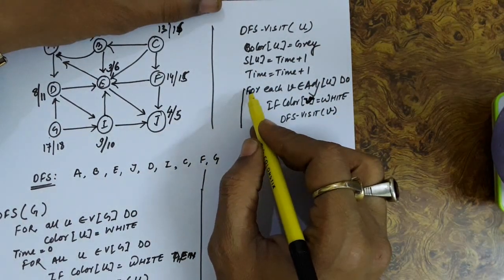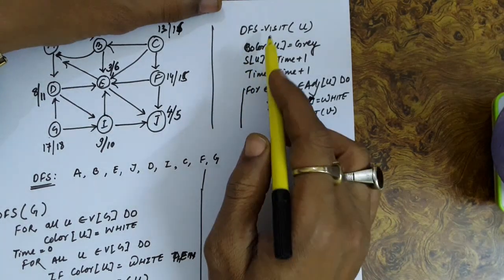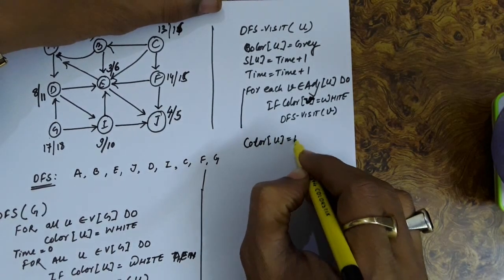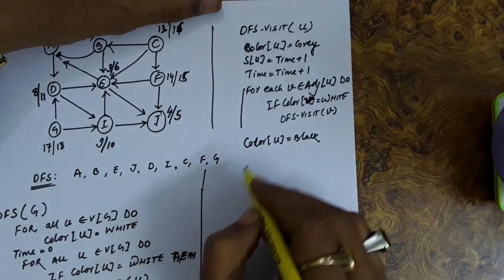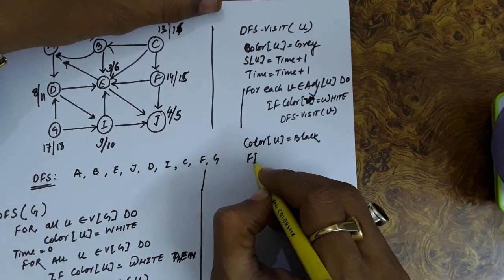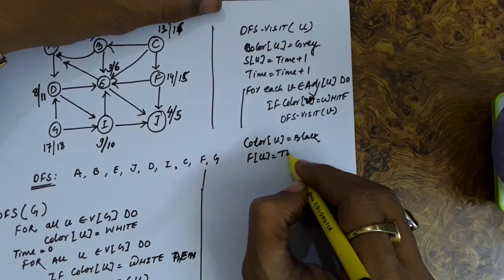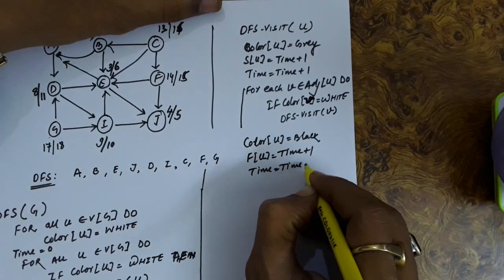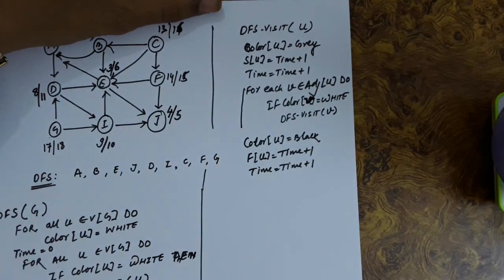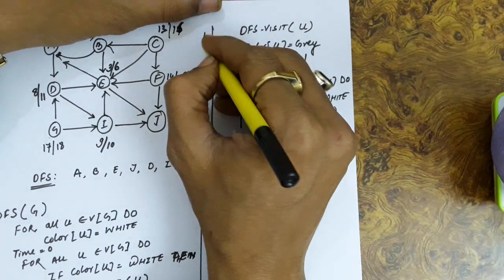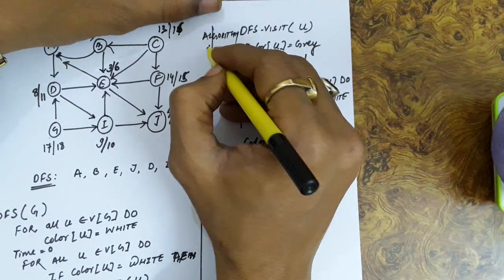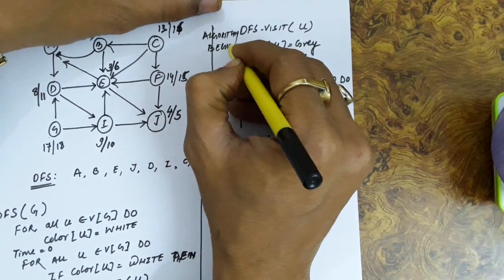Now once you have seen every connection from u, then you will set the color of u vertex as black and the finish time f of u of that vertex as current time plus 1, while updating the current time as time equals to time plus 1. Fine. So this is the algorithm for DFS visit. So whichever vertex has to be explored, this will be explored using the DFS visit.